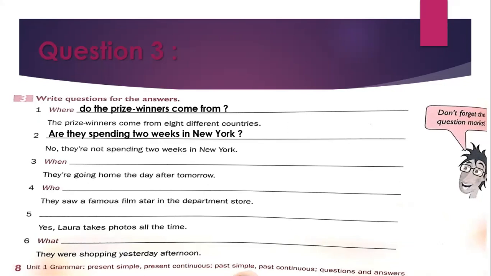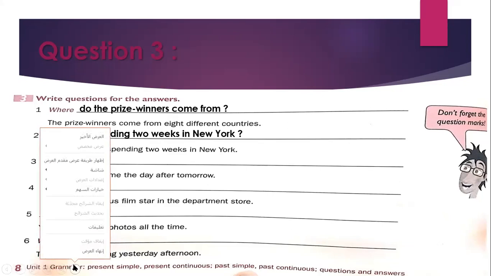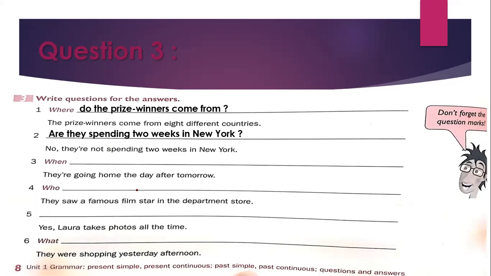They are going home the day after tomorrow. We use when to ask about time. So here we are going to ask about the day after tomorrow. So the correct question will be, when are they going home? Again, when are they going home? Here you only need to put are before the subject. So when are they going home?